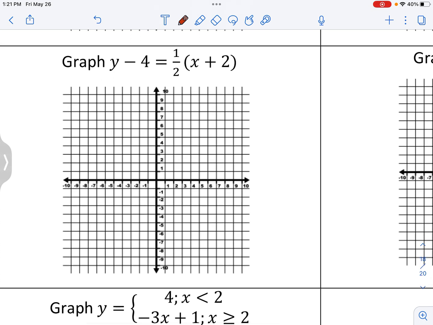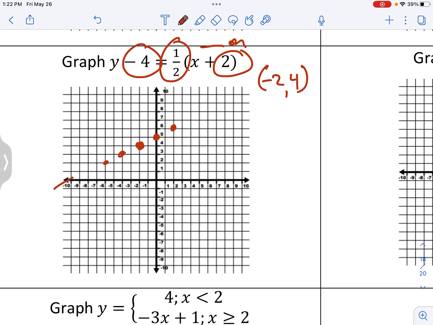All right, next one, y minus 4. Okay, this is just a linear equation, and it's in point slope form, so my slope is 1/2. And then my point, it's supposed to be y minus y1, so that is supposed to be positive 4, but it's supposed to be x minus x1, so it's going to be negative 2 for my point. So we're going to go negative 2 and 4 for a point, and then from there we'll use our slope up 1 over 2, or you can go down 1, left 2, and we get a straight line there.